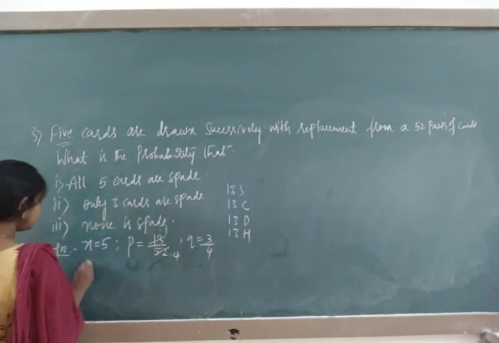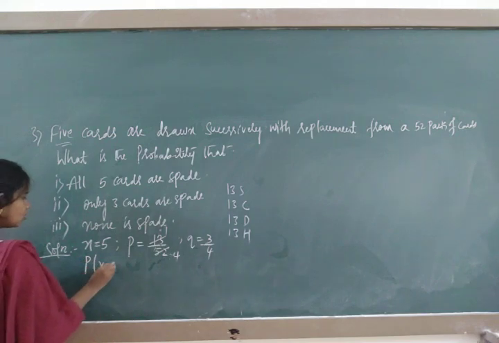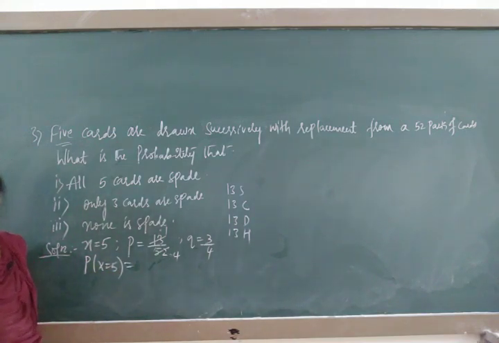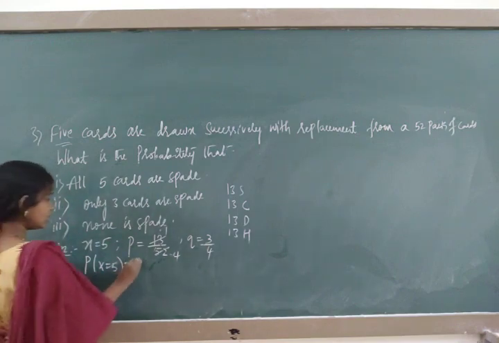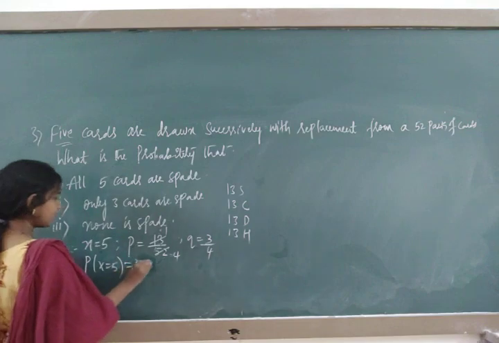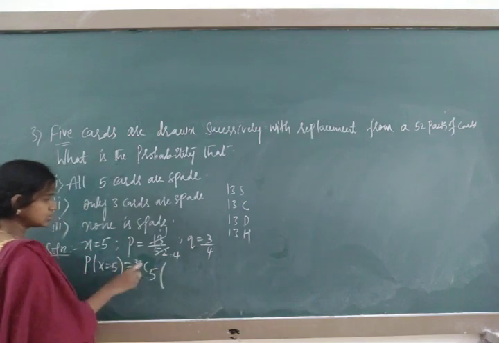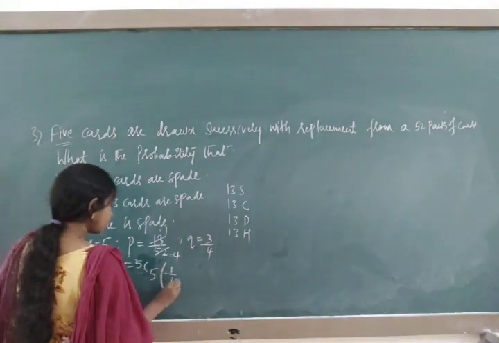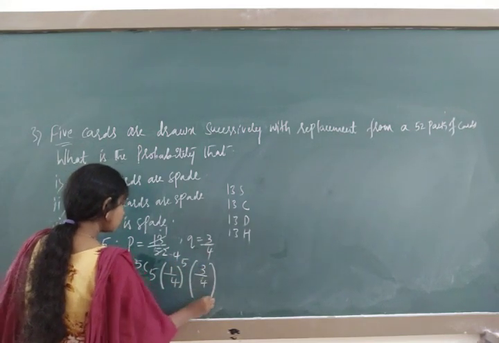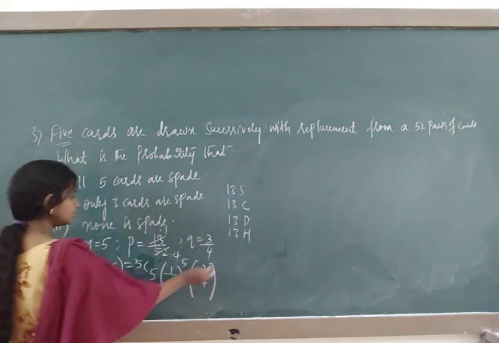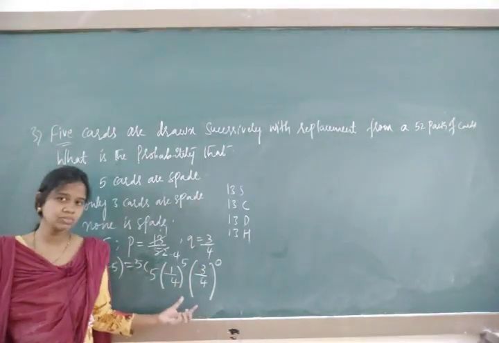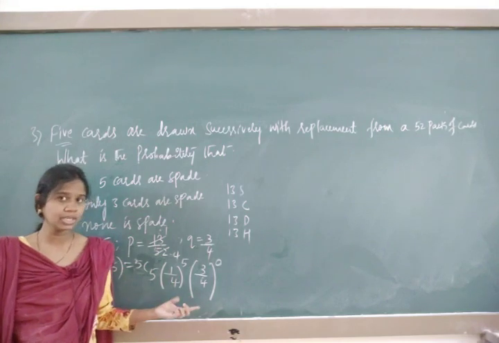Now the first bit, P of x is equal to 5. So in the formula, you know the formula, nCk. Here n value is 5, so 5C5, p value is 1 by 4, so 1 by 4 to the power of 5, and q value is 3 by 4 whole to the power of 5 minus 5, which is 0. See, in this case there are no same bases or same powers to be added.